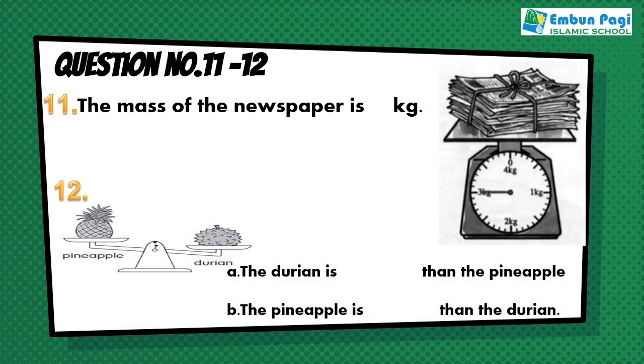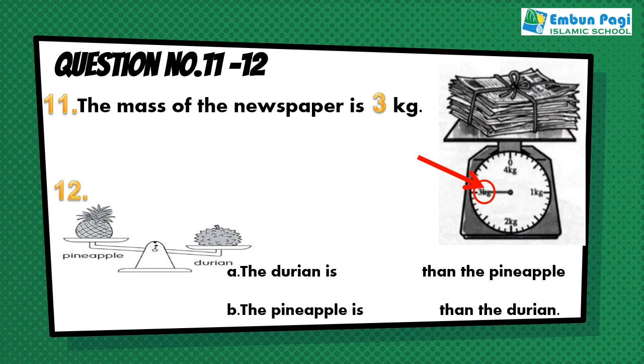Number 11. Just take a look at the picture. The needle points at 3 kilograms. So the mass of the newspaper is 3 kilograms. As easy as that.